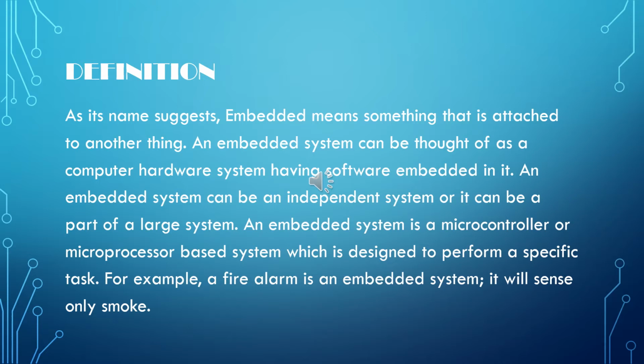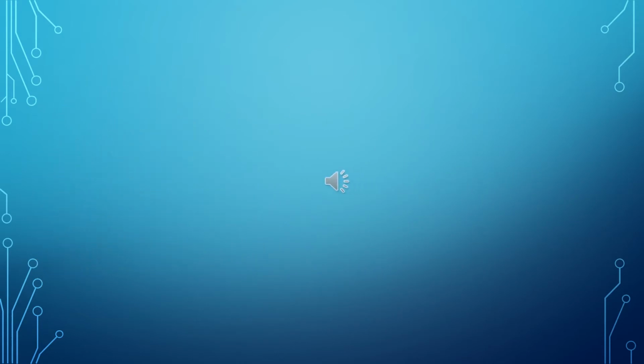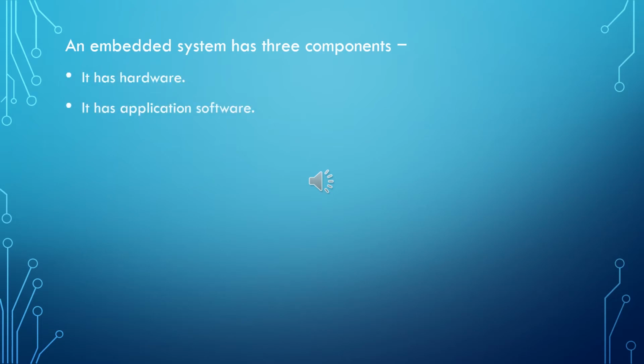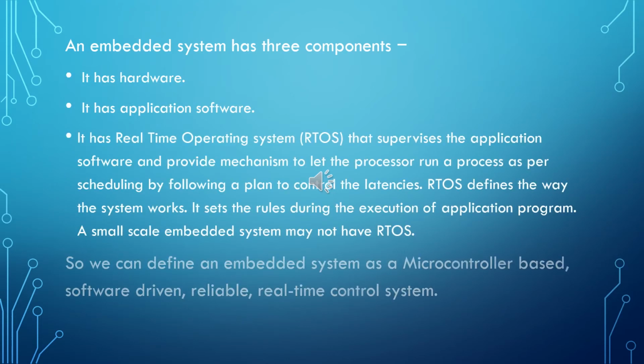For example, a fire alarm is an embedded system. It will sense only smoke. An embedded system has three components. It has hardware. It has application software.